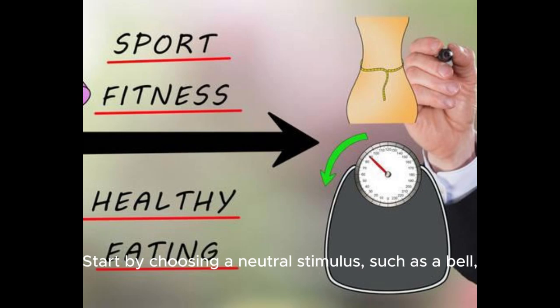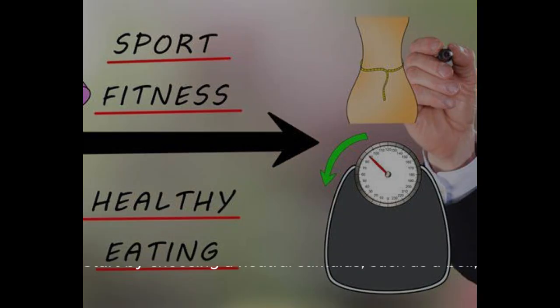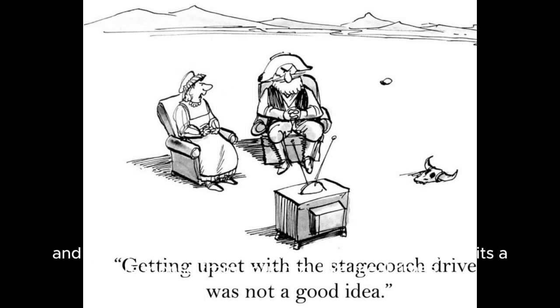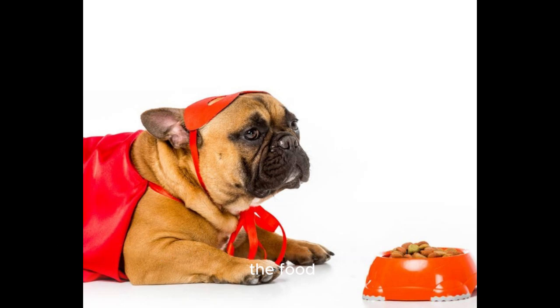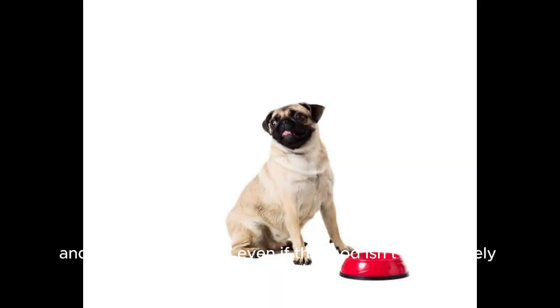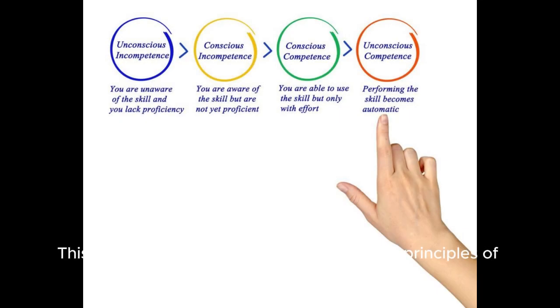Start by choosing a neutral stimulus, such as a bell, and pair it consistently with an event that naturally elicits a response from your dog, like meal times. Over a period, your dog will start to associate the bell with the food and react accordingly, even if the food isn't immediately present. This process demonstrates the fundamental principles of classical conditioning.